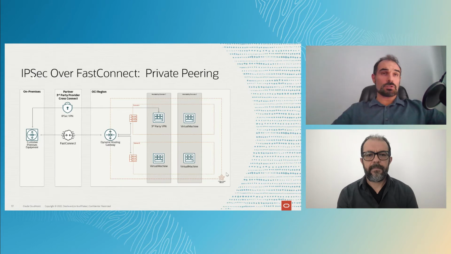And this is the traditional IPsec solution. We're running an IPsec tunnel over FastConnect from on-premises equipment straight into OCI, all the way to one of our compute instances. You can download one of many solutions that we have available on the marketplace and deploy it on one of your compute instances. And that will act as the termination point of your IPsec tunnel.